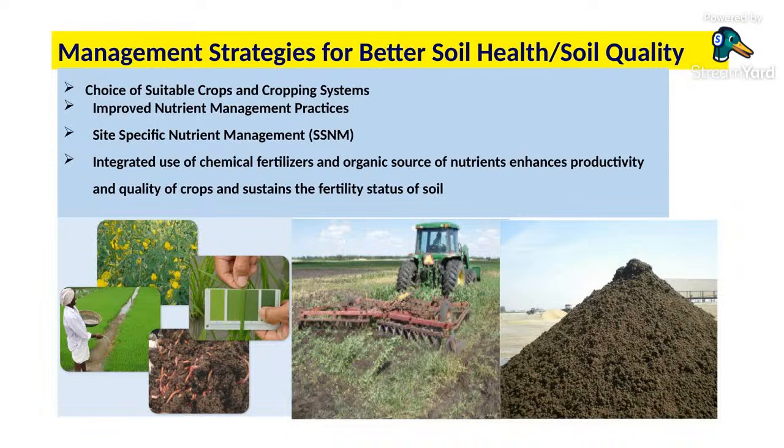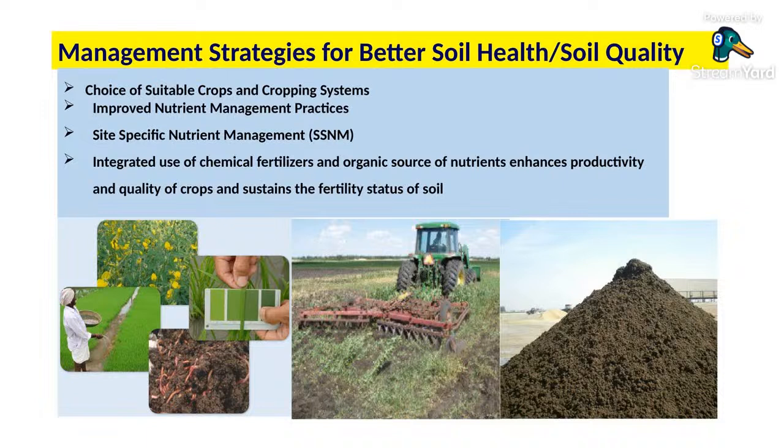Then the management strategies for better soil health and soil quality. First is choice of staple crops and cropping system, which means selecting the right combination of crops and farming practices like rotation and intercropping. Second is improved nutrient management practices, which means using nutrients from fertilizer and manure that optimize the yield and minimize the environmental impact. The next one is site specific nutrient management, which means the crop receives the right nutrients at the right time and in the right amount, which maximizes nutrient use efficiency and reduces the environmental impact.